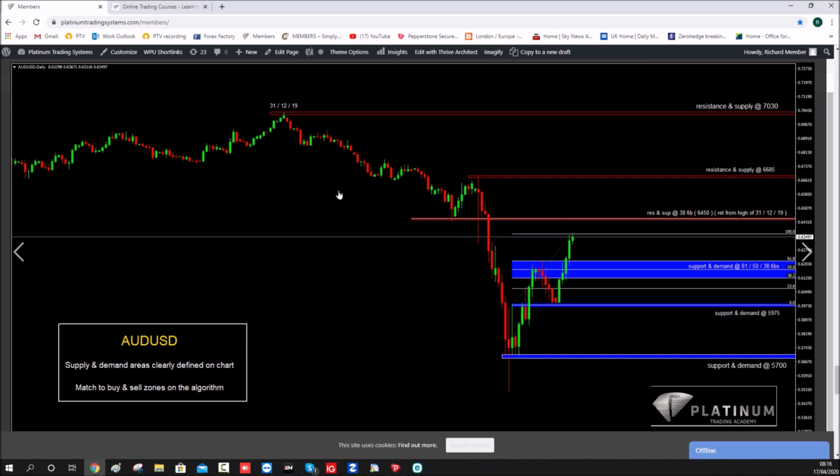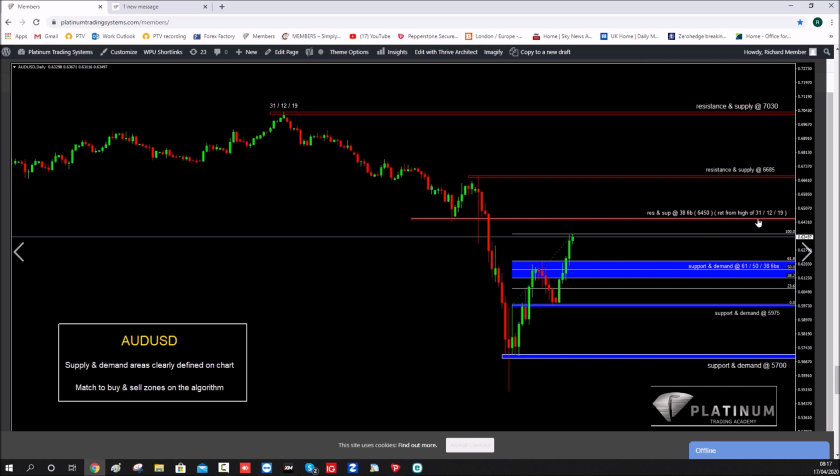So this chart was produced for our clients last Monday. That's pretty good for the week. I want to concentrate on this first red resistance and supply area, as you can see, clearly marked up from the start of the week. This is the resistance supply at the 38 fib, around about the 64.50 level.